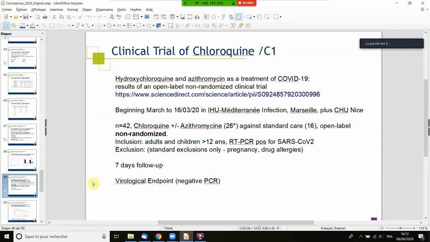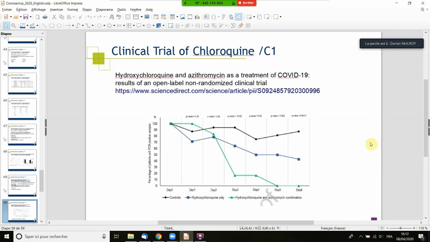They had 7 days follow-up, and the virological endpoint was that they had to become negative by PCR in the nasopharyngeal aspirate. This is the main result in the preprint. This is the time after inclusion in the study, and the proportion of patients in each group who are positive for the virus. Everybody starts at 100%, and as time goes on, these curves go down, especially for the chloroquine only group and the chloroquine plus azithromycin group, which becomes 100% negative at day 5. Whereas the control group stays positive mostly up until day 6. So the p-values here are significant.